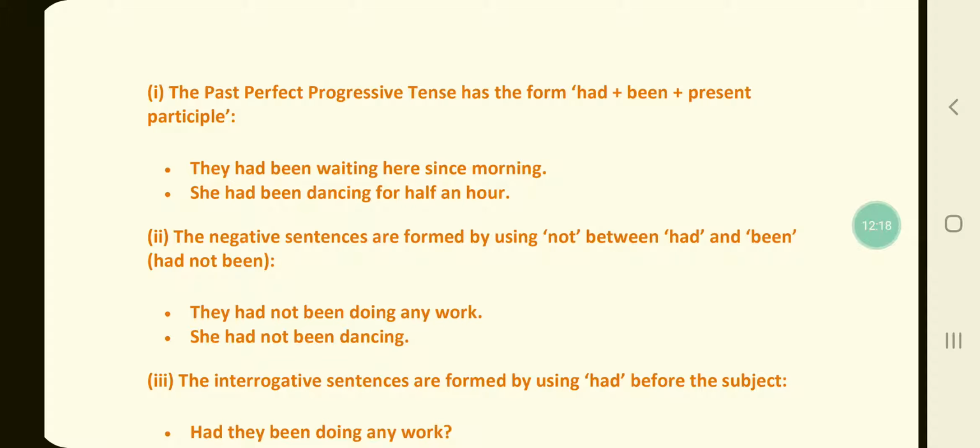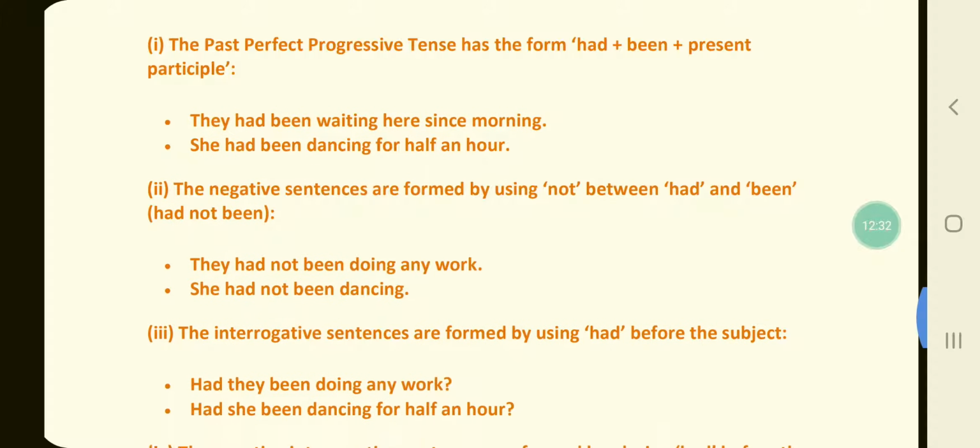She had been dancing for half an hour. Number 2, the negative sentences are formed by using not between had and been. That is, had not been. They had not been doing any work. She had not been dancing.